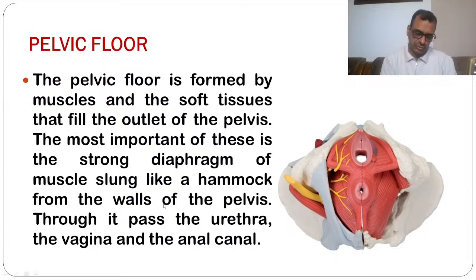Now pelvic floor. So what is pelvic floor? Actually, pelvic floor is like a sling. It is formed by muscles and some ligaments or soft tissue. It fills the outlet of the pelvis and supports the pelvic organs. It forms a diaphragm-like structure of muscle that is slung like a hammock, and these muscles come from the walls of the pelvis. Three structures pass through the pelvic floor: urethra, vagina, and anal canal.